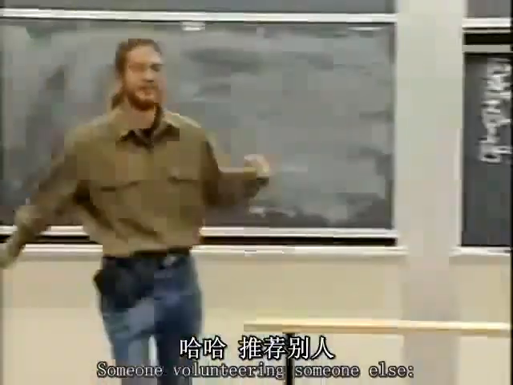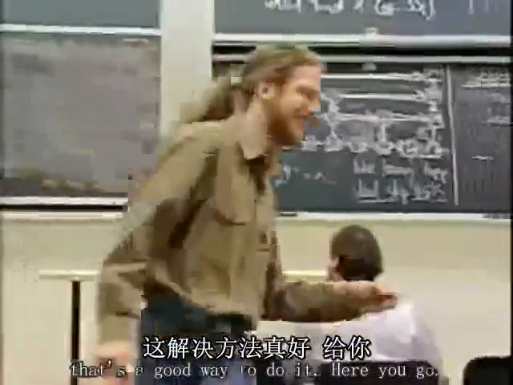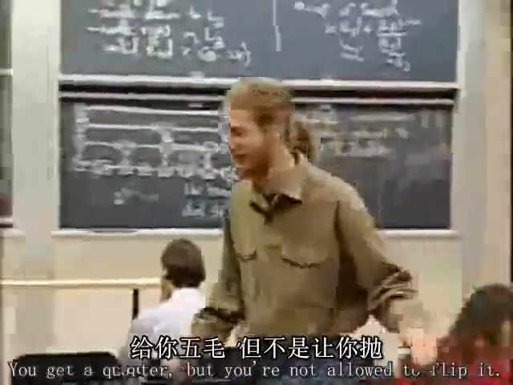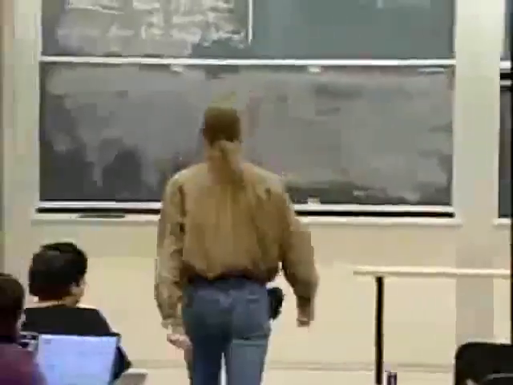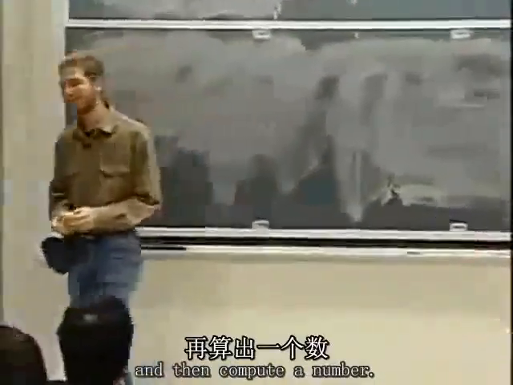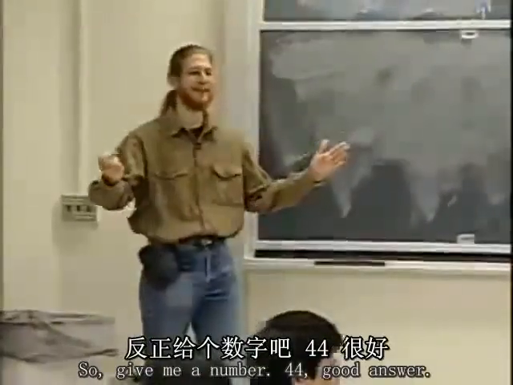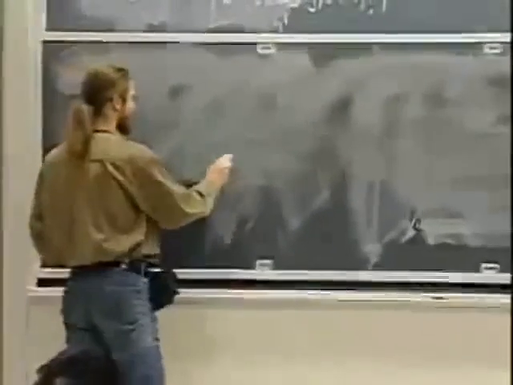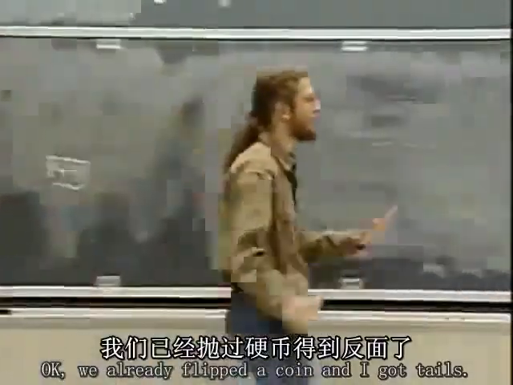Someone volunteering someone else. That's a good way to do it. Here you go. You get a quarter, but you're not allowed to flip it. No randomness for you. Well, okay, you can generate bits and then compute a number. So give me a number. 44. 44, good answer. Okay, we already flipped a coin, and I got tails.